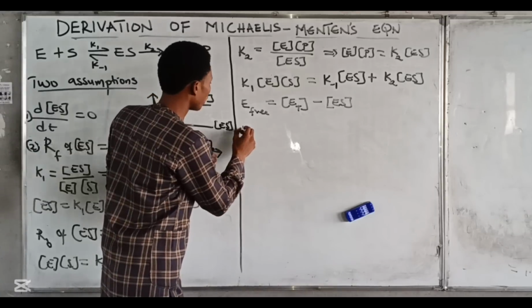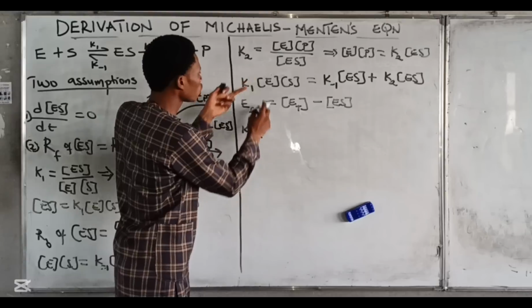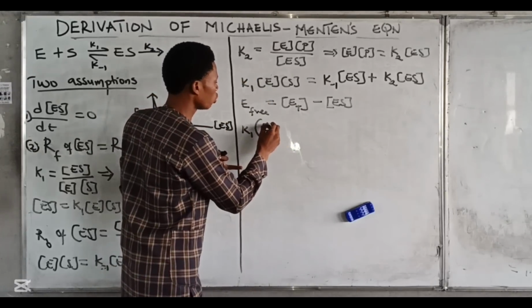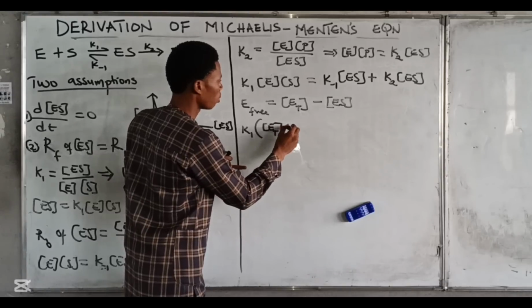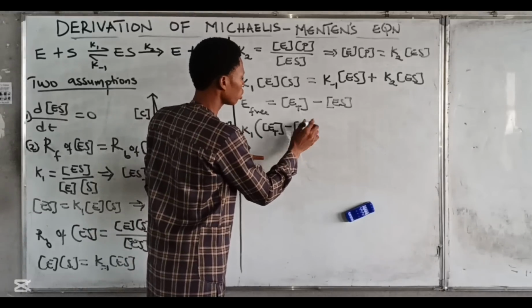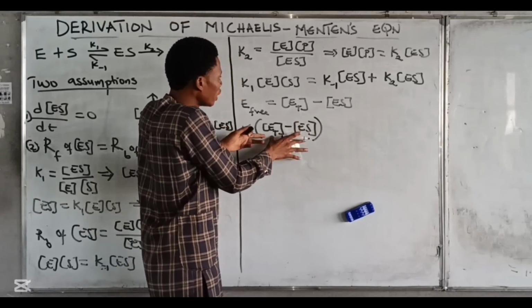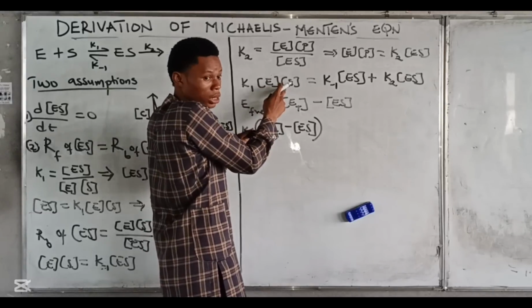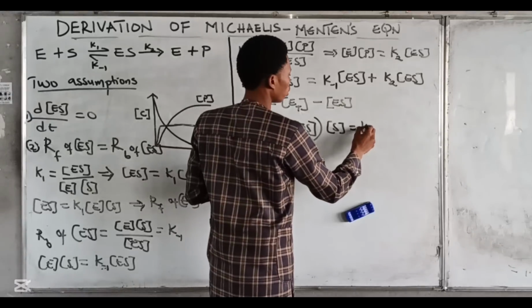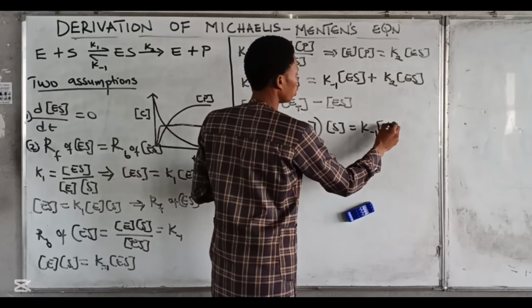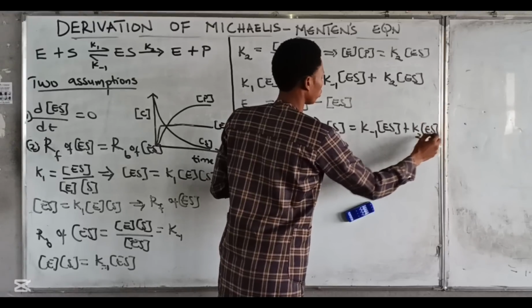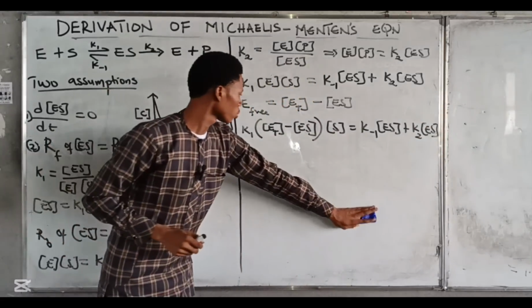So, K1 into, instead of E now, you write the whole of this, right? So you now write concentration of E total minus ES. Remember that this one here represents only the E, right? We still have S outside. Equal to, I write the whole of this back. K minus 1 ES plus K2 ES. Now please just follow me.